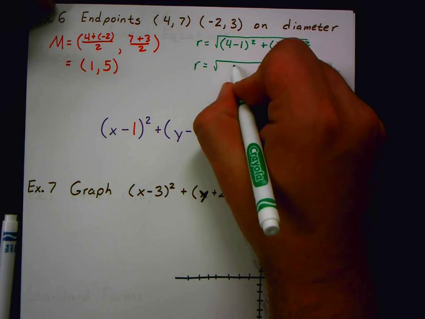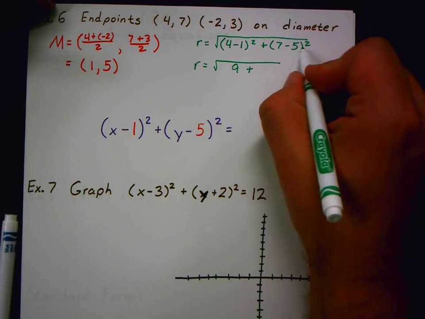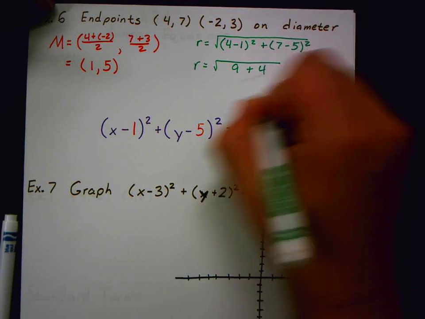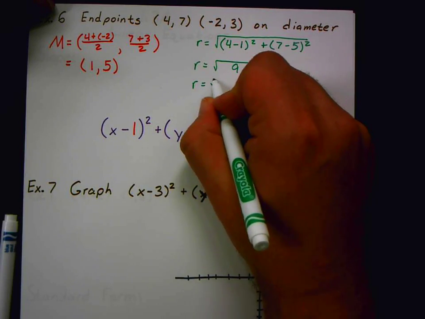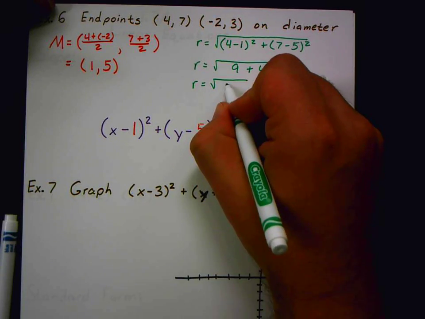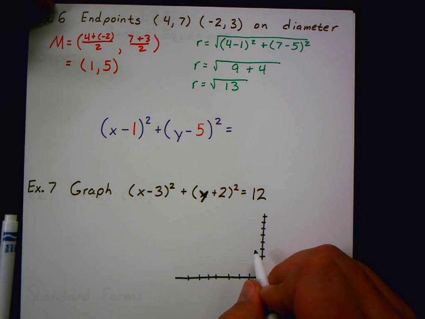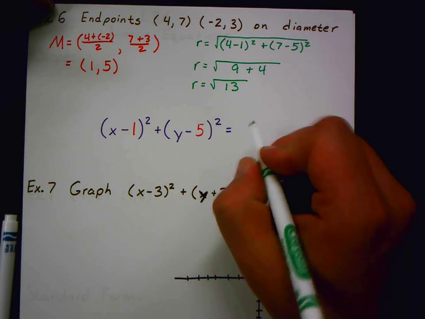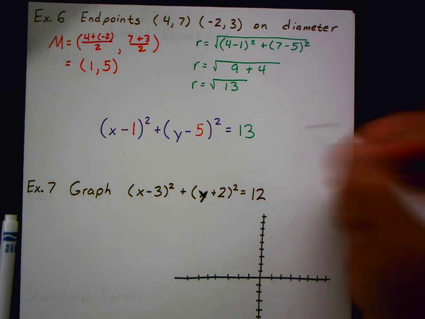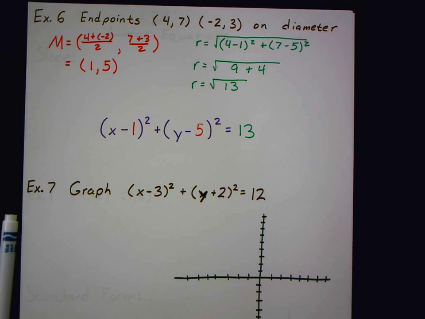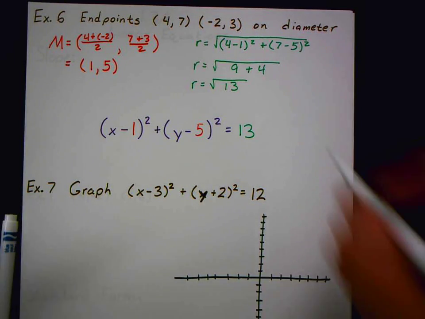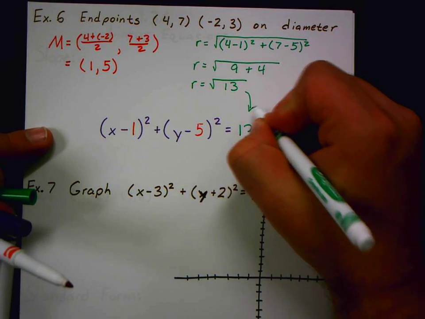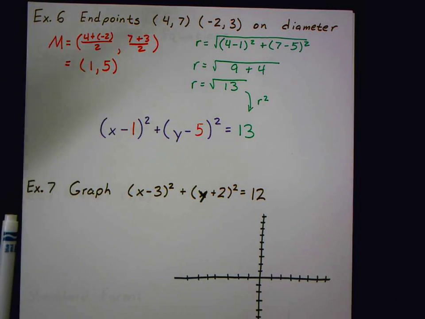So that's 3 squared is 9. That's 2 squared is 4. So my radius is square root of 13. So whenever I put it in here, I have to square it, so it's just going to be 13. Because remember, that's r squared. So square root of 13 squared is 13.